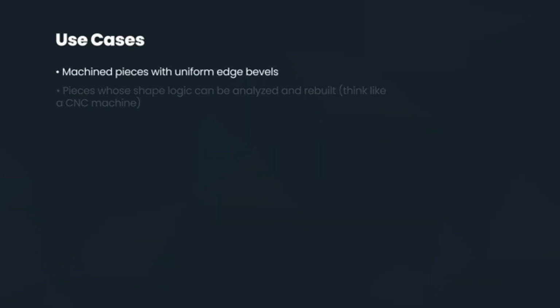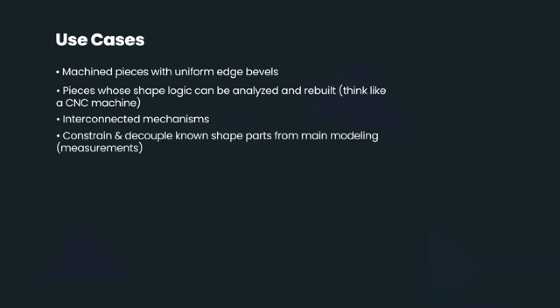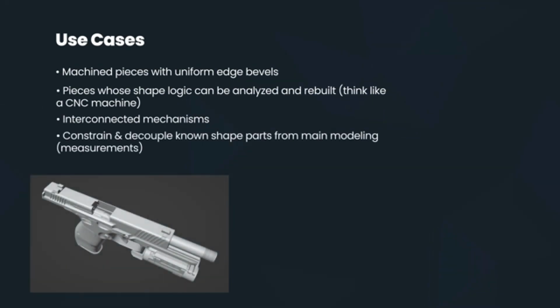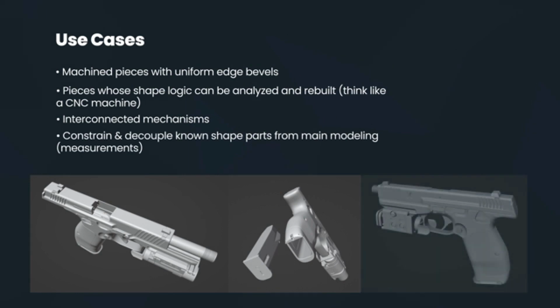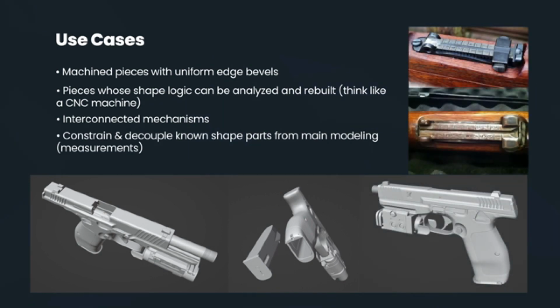Booleans are great for complex hard surface pieces, and especially good for machine shapes, whose internal shape logic we can analyze, dissect, and then nail. These shapes also tend to have very consistent edge bevels, which carries perfectly into the remesh and smooth workflow that will result in uniform edge smoothing. In this regard, firearms are the prime example of assets that are perfect for this workflow.